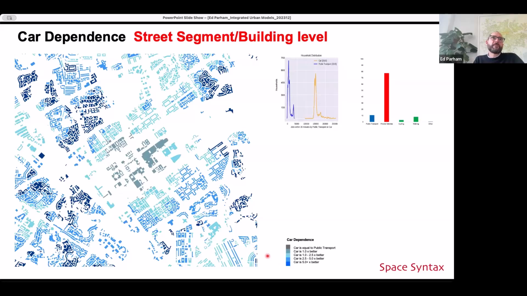So if you're dark blue, you can get to 5 times more jobs in half an hour if you have a car than if you don't have a car. And that's helpful because you can start to look at a city. You can see where it is more car dependent or less car dependent. But you can go into each of those systems individually. And if you said, look, this bit's really car dependent, why is it like that? Could we change the street network?